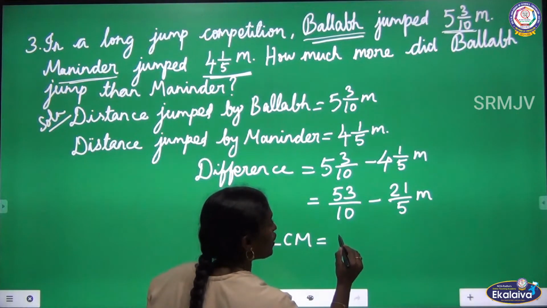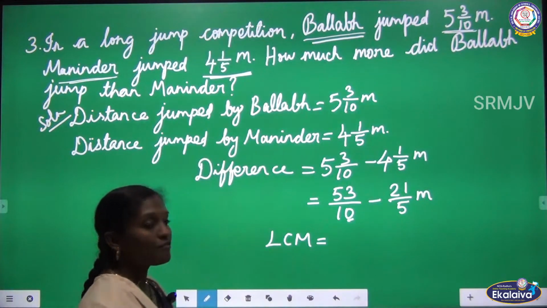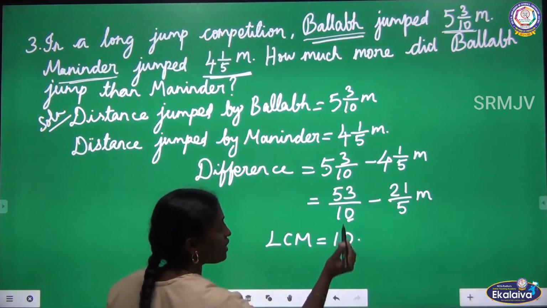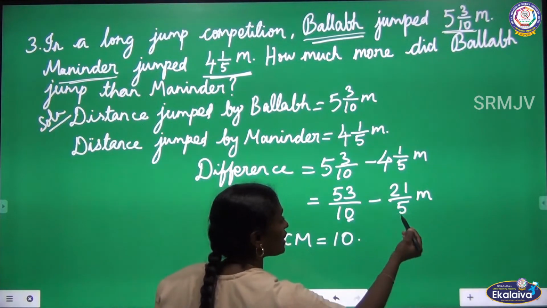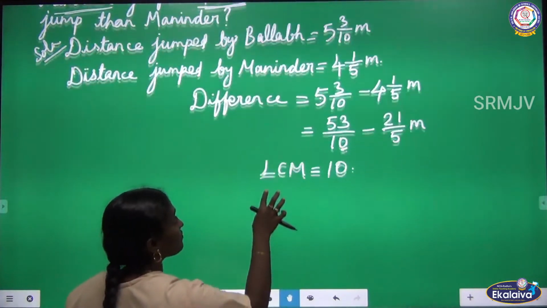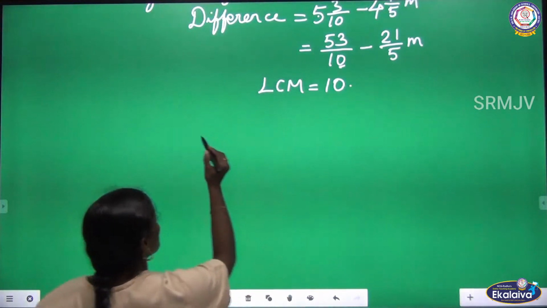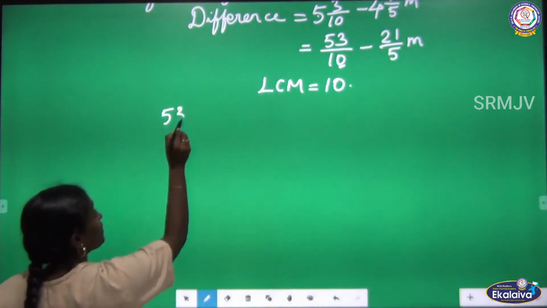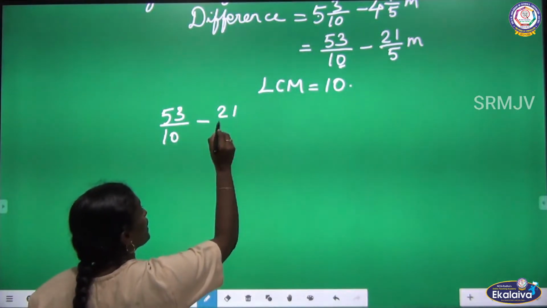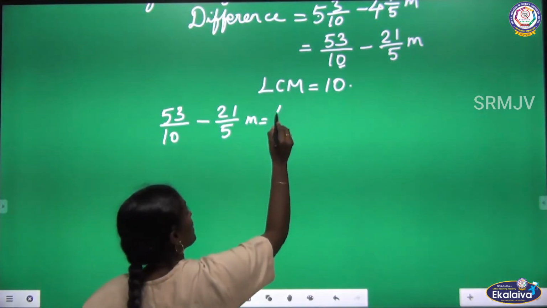So LCM of 5 and 10. See, 10 is the multiple of 5. So we can take 10 as the LCM. Now we have to convert the second fraction with the denominator 10. So the first fraction is 53 by 10 minus the second fraction is 21 by 5 meter. No need to change the first fraction.